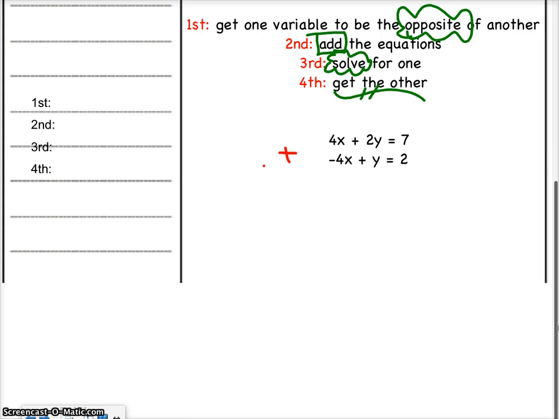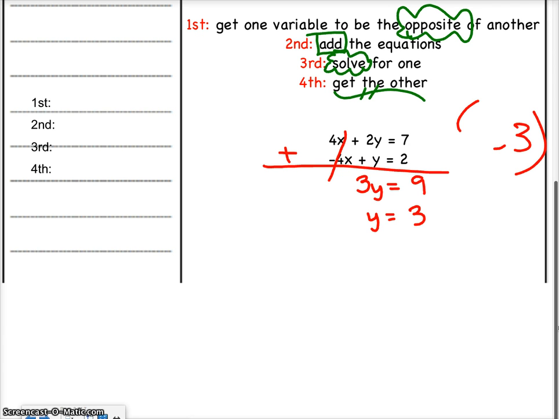If I add them together, what's 4x plus -4x? 0. So the x's canceled out. What's 2y plus y? 3y. 7 plus 2? 9. Okay. Where did the x go? It disappeared. Now, what's y then? Divide by 3. What's y? 3. Y is 3.